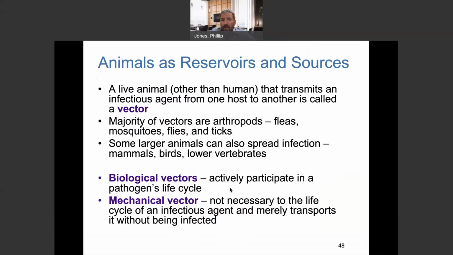Biological vectors actively participate in the pathogen's life cycle. So they have something, a trophozoite stage, or if you're talking about bubonic plague or something, that flea's esophagus is jammed up, they get ravenous, they bite anything that comes along, and they're inadvertently giving you Yersinia pestis, but it doesn't affect them at all other than blocking up their esophagus. A mechanical vector is not necessary to the life cycle of the infectious agent and merely transports it without being infected. So they just literally transport. They have no contribution other than transporting that bacteria or whatever it happens to be.